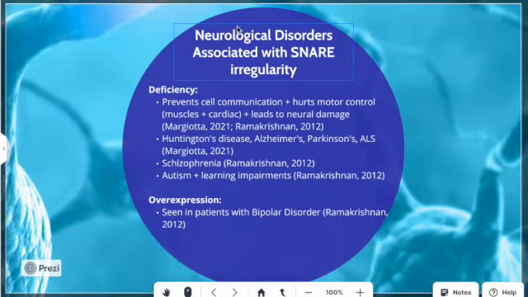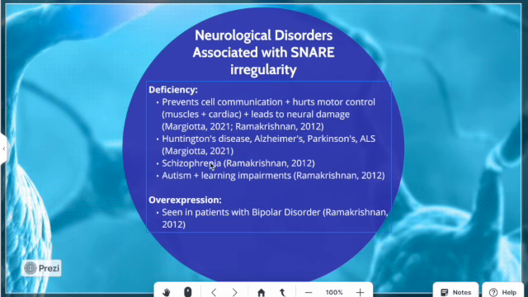Abnormalities. What happens when there are irregularities with the SNAREs? This is not going to be good, because the SNAREs are really vital to sending these signals. They actually are what lets these signals be released. So what does deficiency cause? It prevents cell communication, and it damages motor control, because SNAREs help your muscles and your cardiac muscles move, and it also leads to neural damage.